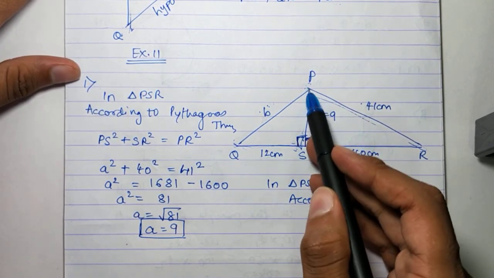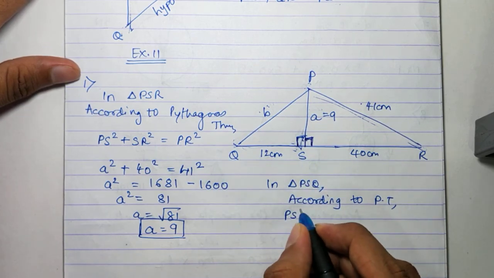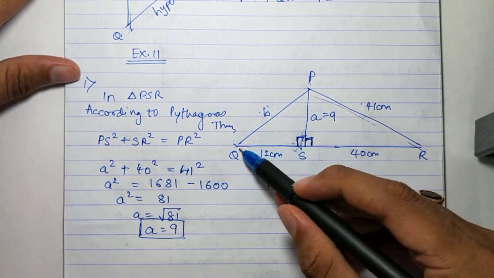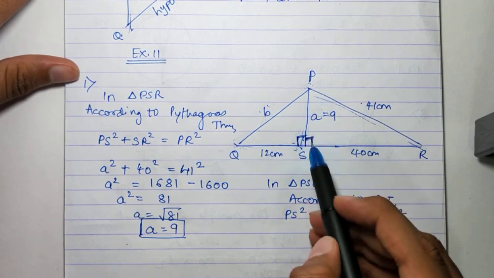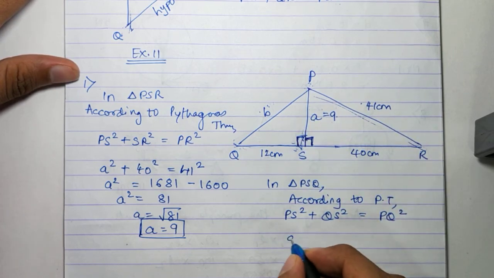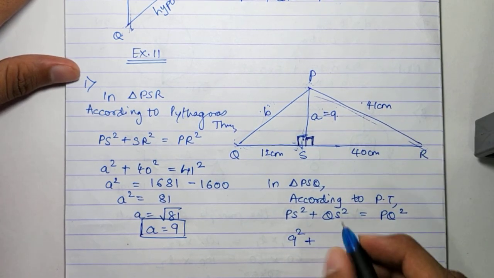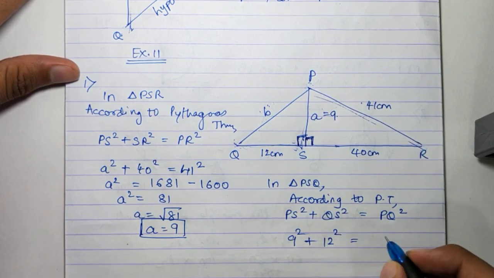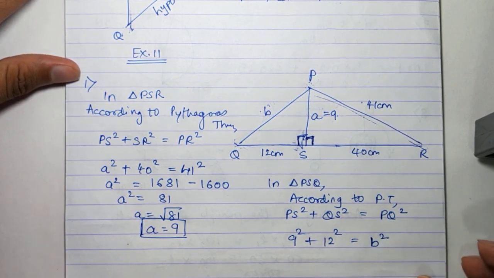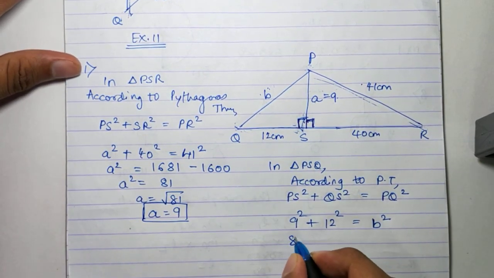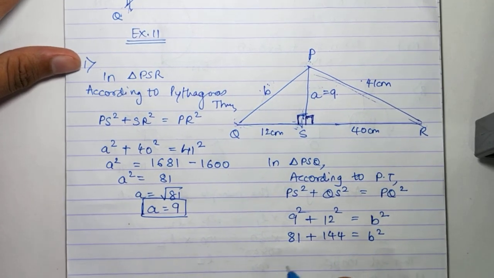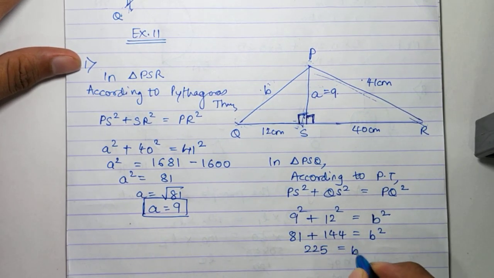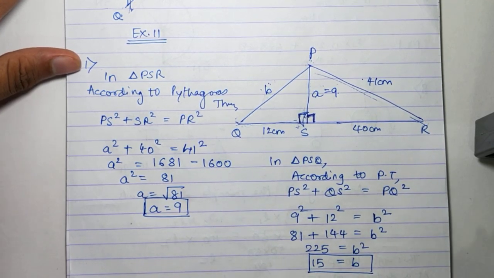According to Pythagoras theorem, PS square plus QS square will be equal to the hypotenuse square. PS is A, which is 9. We know that PS is 9 now. So 9 square plus QS is 12 centimeter square, and PQ is B square. So that is 81 plus 144 equals B square. This is 225. So B is 15. 225 is a square of 15.